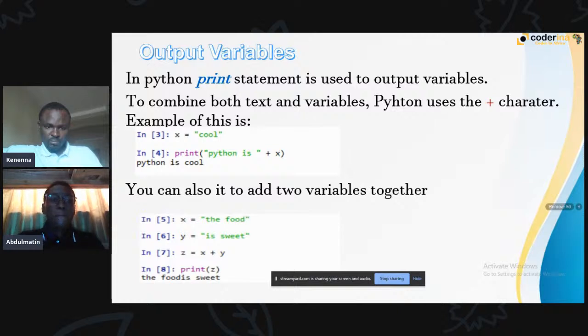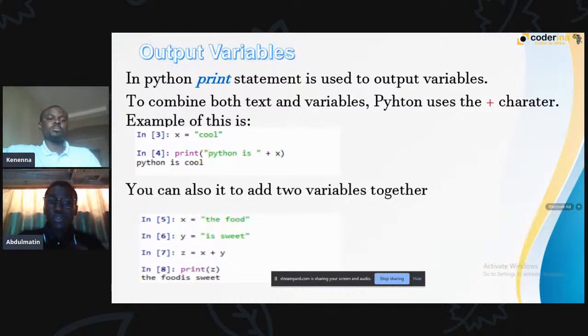So again, we can also use it to add two variables together. For instance, if I say y is equal to Python is, then I say you should print out y plus x. It's still going to print out Python is cool, because there is something holding my Python is. I don't have to put it inside the quotation inside the print statement again. I just have to refer to the variable which is containing my Python is. Then you can see the example here.